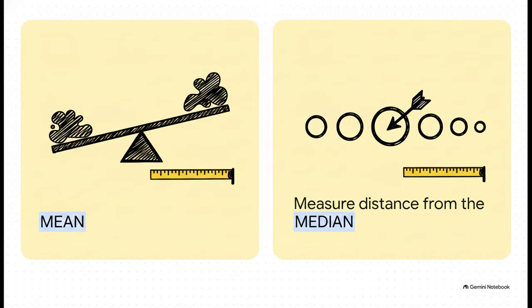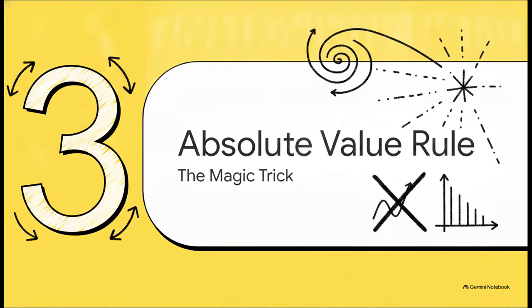If we choose to measure from the mean, our deviation is just our individual data point, x, minus the mean, which we represent with an x with a bar over it, x bar. But hey, if our data has some extreme outliers that kind of warp the mean, we might actually choose the median instead. In that case, our deviation is just x minus m, the median. Both are perfectly valid starting lines for our calculations. Section 3, the absolute value rule, the magic trick.